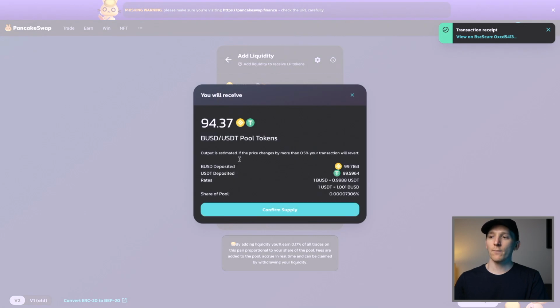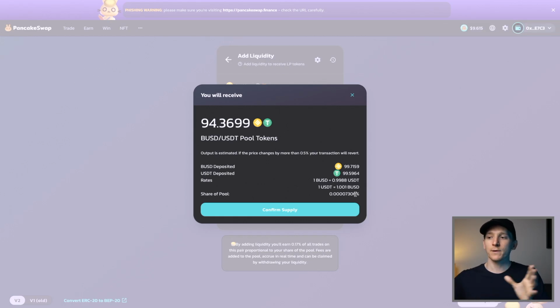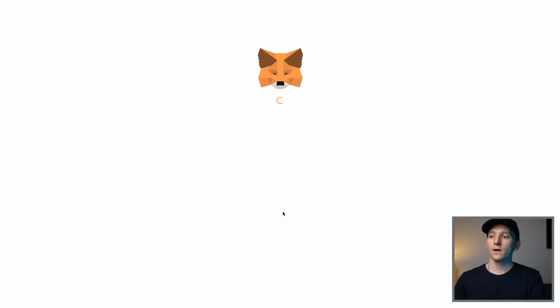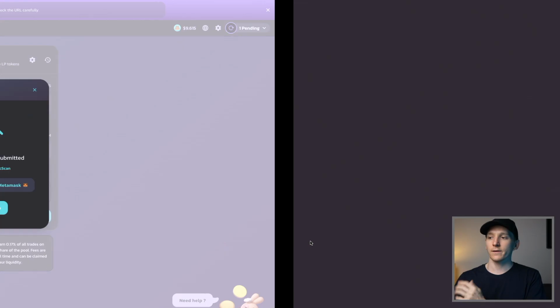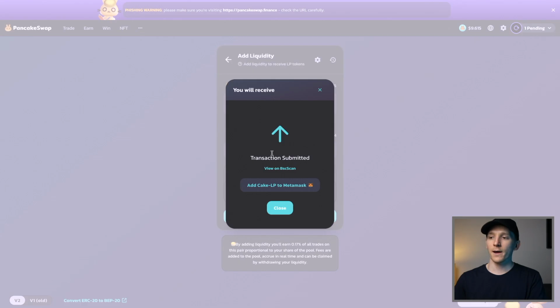It's going to show me how many of each coin that I put into the pool and my share of the pool. This is really important. You have a share of the larger liquidity pool. So I'm just going to click confirm supply. You'll pay a fee right here. Click confirm. That's probably 18 cents or something like that.